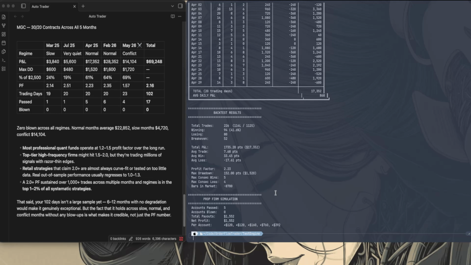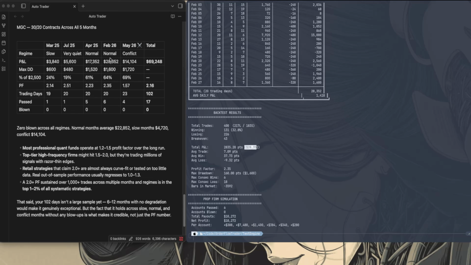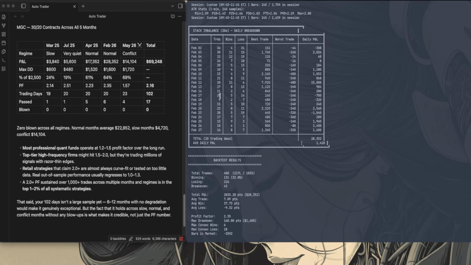So let's look at the next month. The next month is 28,000 profit right here, 28,000 profit. That one was on February of 2026. These are all the trades that it took on the stacked and balance and the order flow bar moving average.